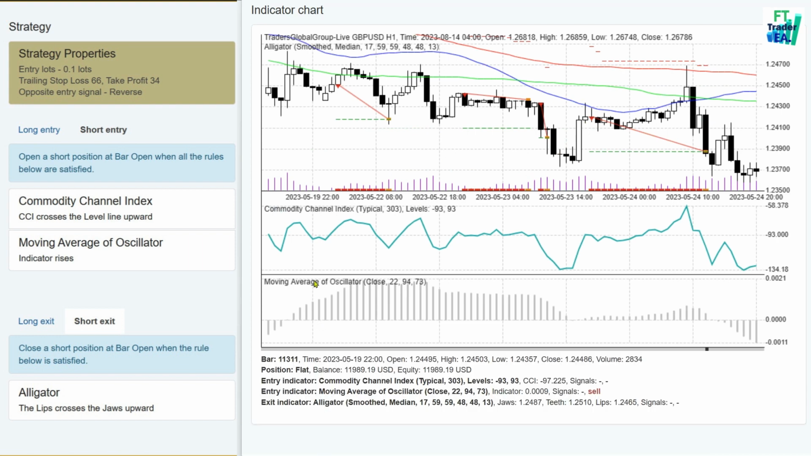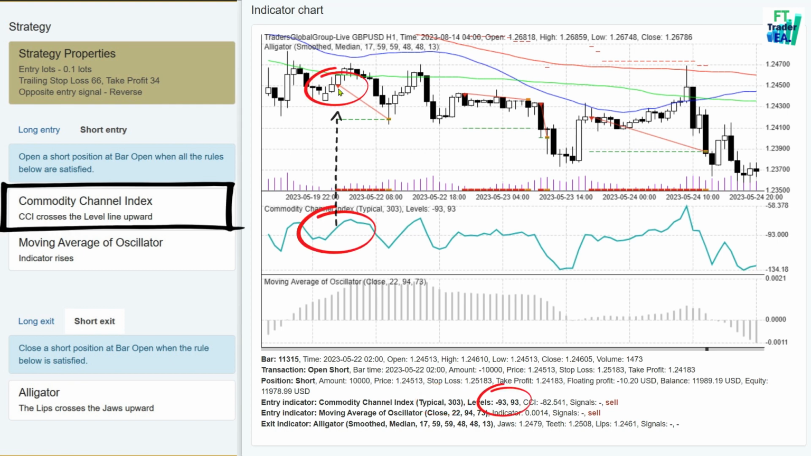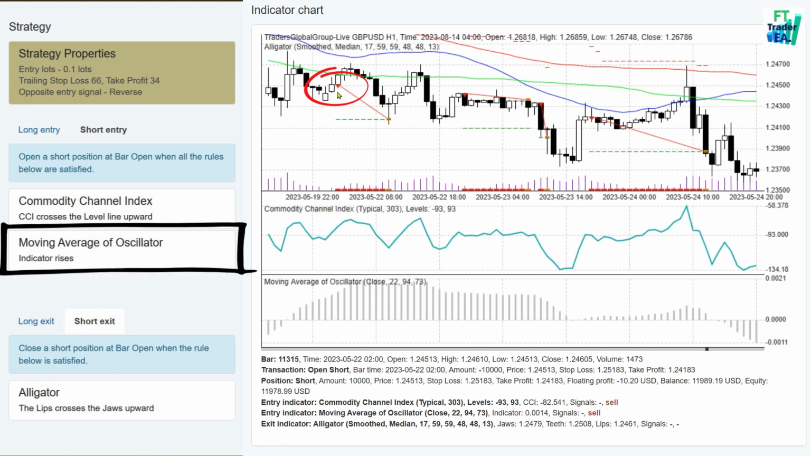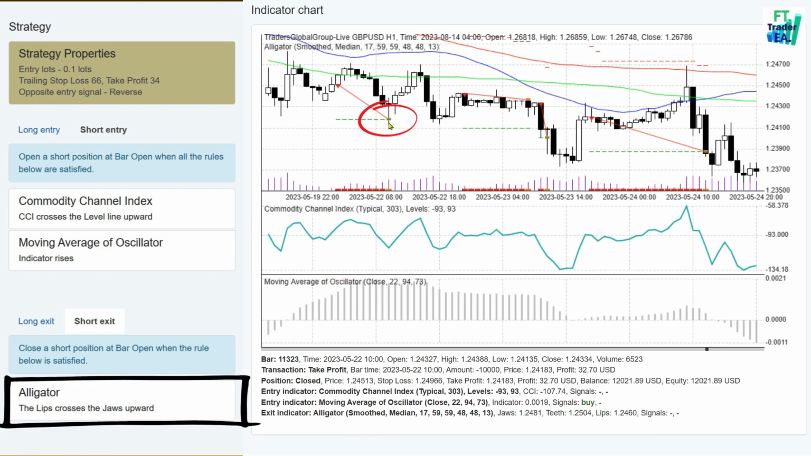On the sell side, the strategy unfolds with a similar premise, albeit in reverse. We initiate a sell trade when the commodity channel index with a period of 303 crosses the level 93 upward, accompanied by the upward sloping moving average of oscillator. The sell position is then brought to a close upon the upward crossing of the alligator lips over the jaws.